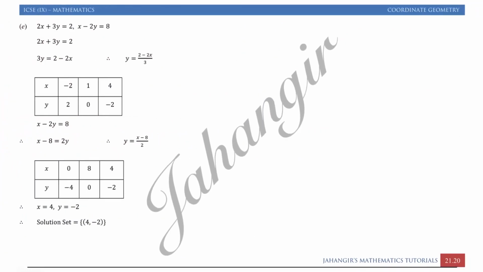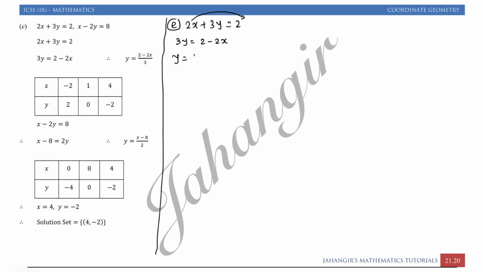Question number E of main question number 2. Here again we have to solve simultaneously. So the first equation is 2x plus 3y is equal to 2. Make y the subject. 3y is equal to 2 minus 2x. Just shift 2x to the other side. y is equal to (2 minus 2x) upon 3. So let us draw the table.